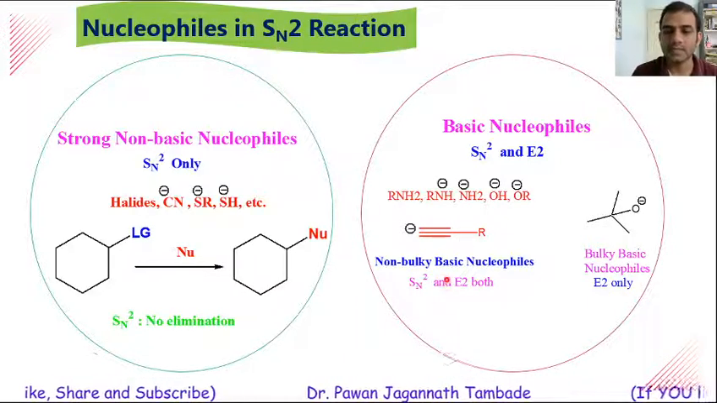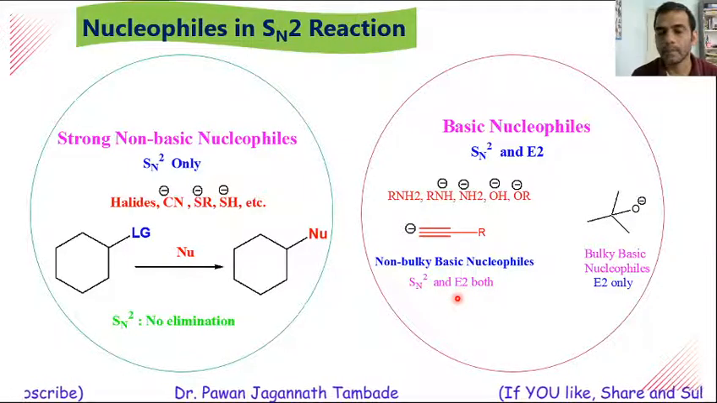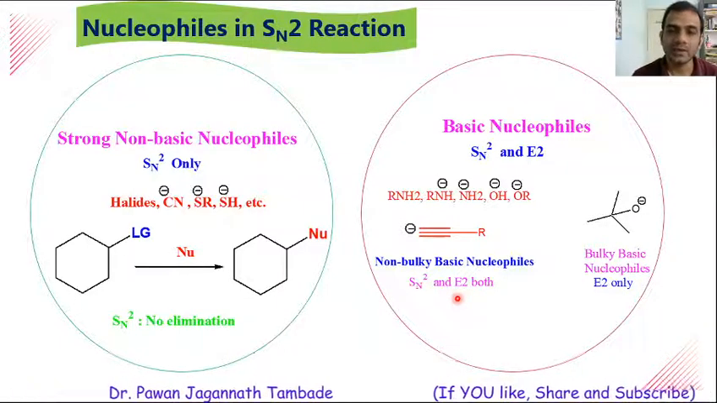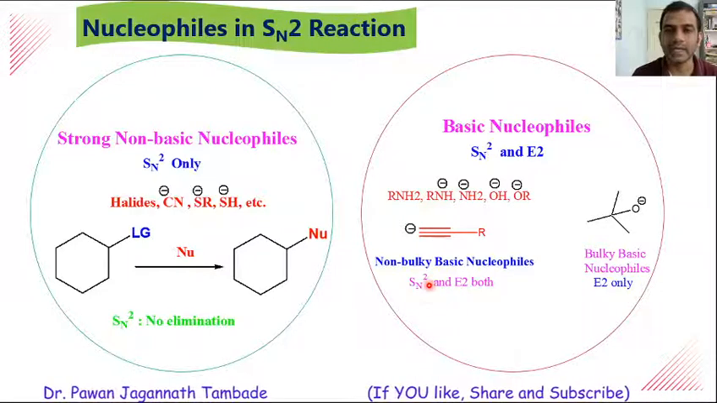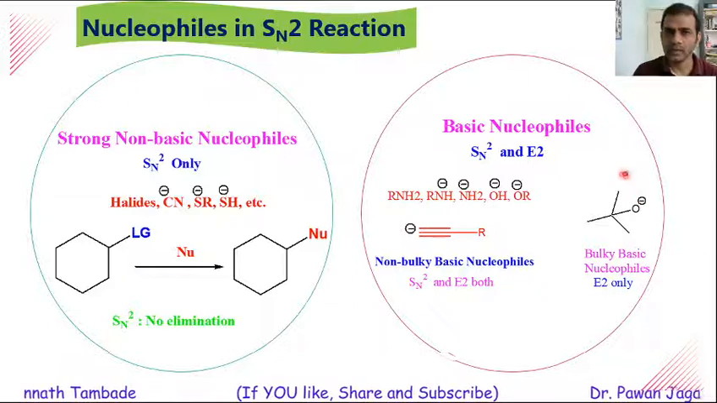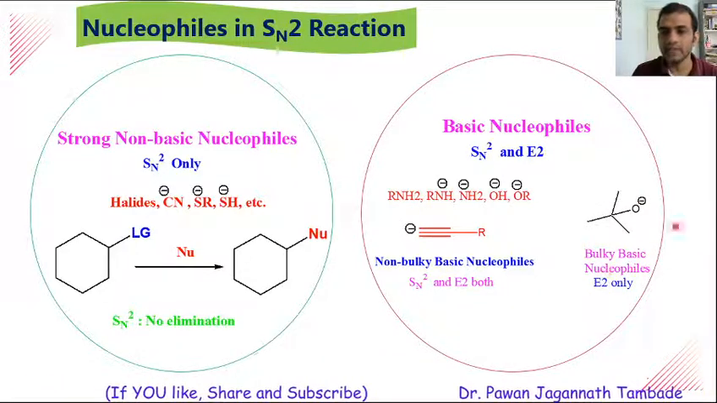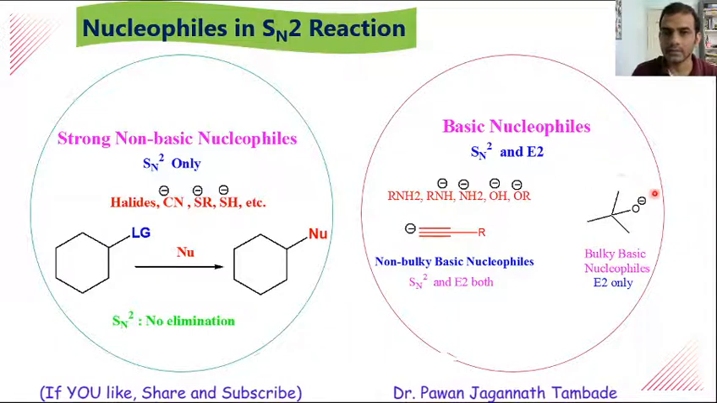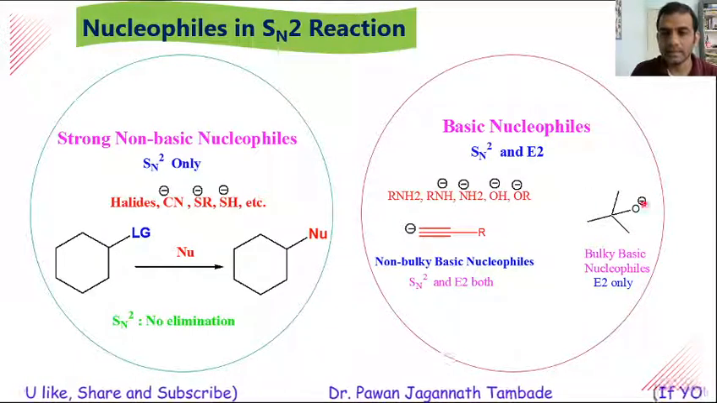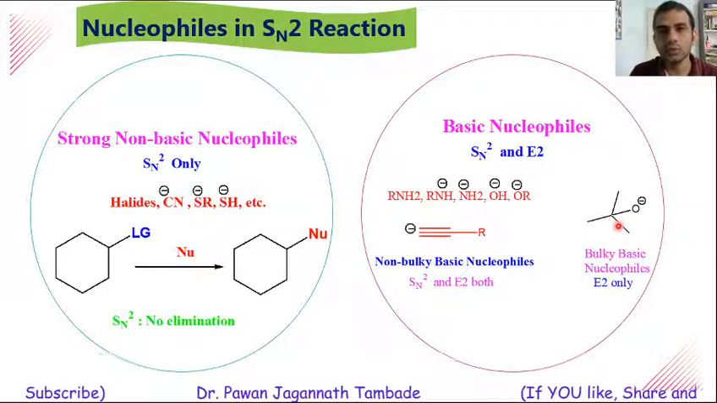In most cases, SN2 is favorable over E2, but by altering the reaction conditions, we can shift the mechanism from SN2 to E2 as well. However, if we have a basic nucleophile which is bulky in nature, like tertiary butoxide, then this will lead our substrate to E2 only.